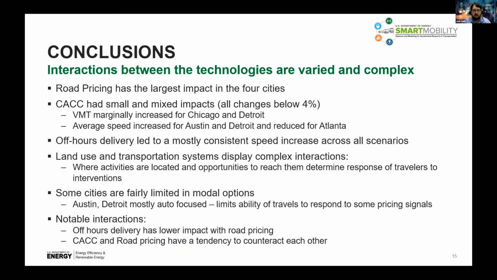Off-hours delivery led to mostly consistent speed increases across all scenarios, although the effect was fairly low, just due to the 5% shift. And we observed land use and transportation systems displaying complex interactions depending on where activities are located, how they are served through the regional transportation network organization, and then what modes are there to serve those trips, with the cities with limited modal options having some reduced sensitivity to pricing signals.